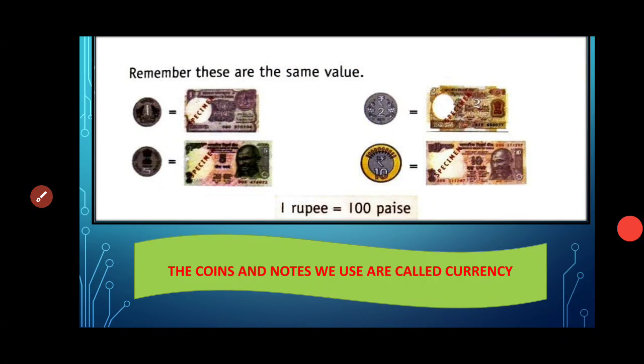Children, a 1 rupee coin is equal to a 1 rupee note, and similarly a coin of 2 rupee or a note of 2 rupee, a coin of 5 rupee and a note of 5 rupee, and a coin of 10 rupee and a note of 10 rupee is one and the same thing. Okay? Children, the coins and notes that we use are called currency.